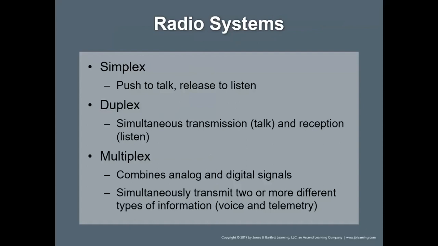A radio system can be simplex, duplex, or multiplex. A simplex system means you have to push to speak and then release to listen. A duplex has simultaneous function, so you can talk and listen simultaneously. Multiplex combines analog or digital signals, so it can transmit two or more types of information, either by voice or telemetry.